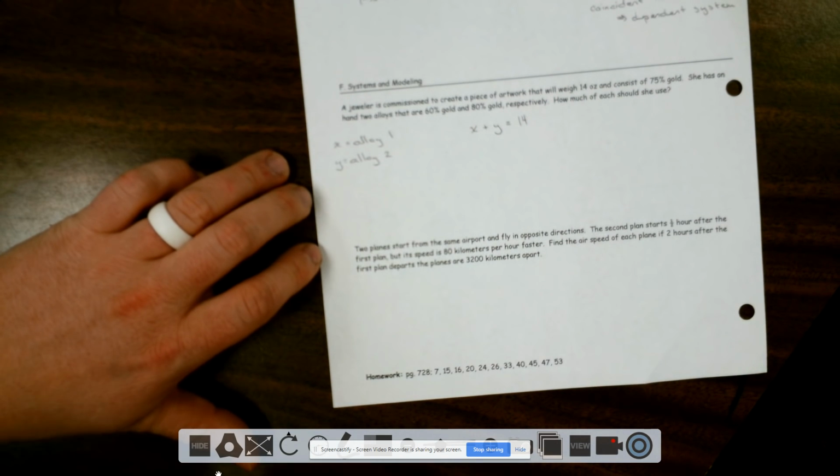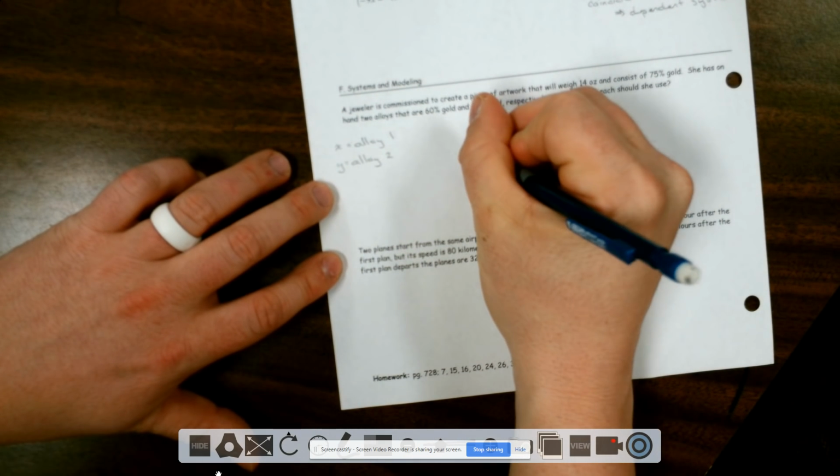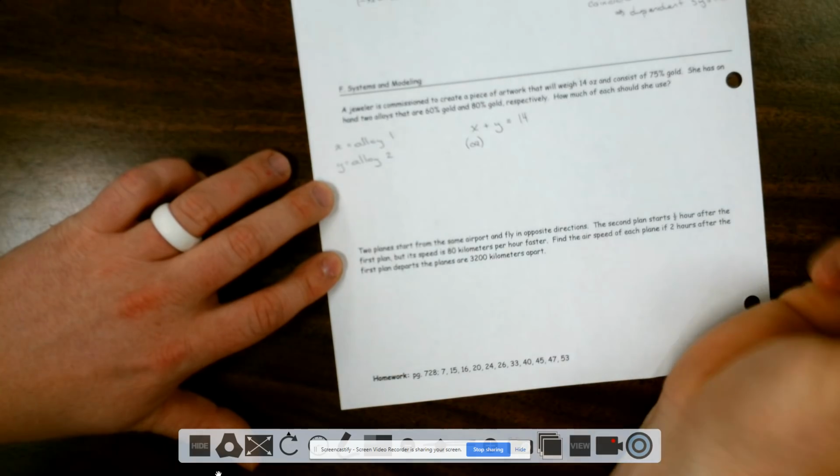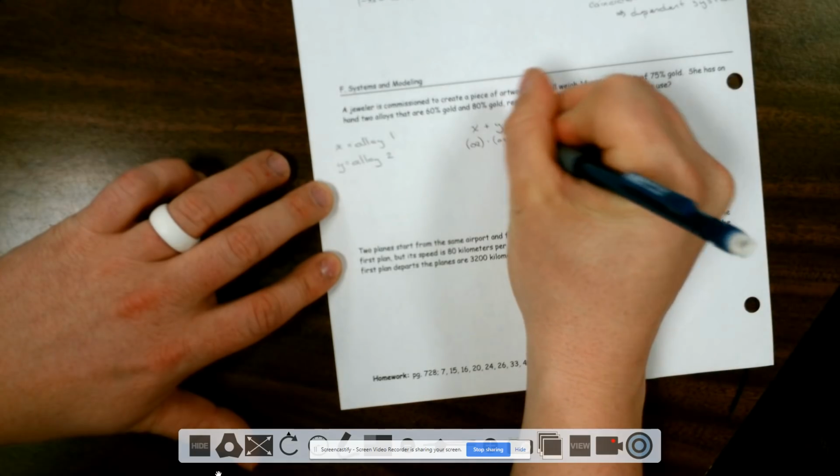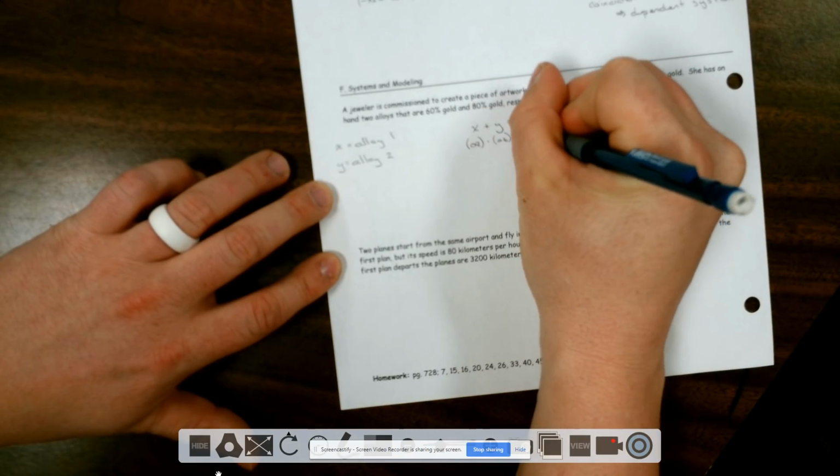Okay, let's check our like terms. X represents an amount, so it's in ounces, plus an amount Y in ounces should be equal to an amount total 14 in ounces.